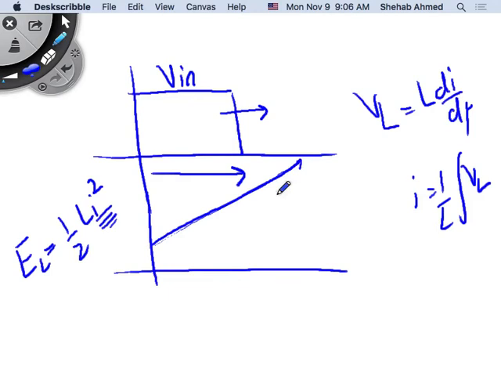But assume I have a certain current ripple. For a certain value of current ripple, the higher the duty ratio, what will happen to my inductor current average value? If I keep increasing my duty ratio, meaning storing more energy in there, and I'm maintaining a certain ripple current, what's going to happen to the average value?